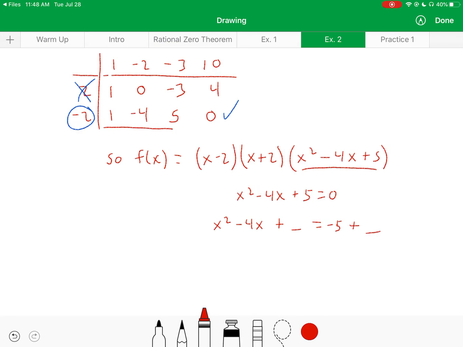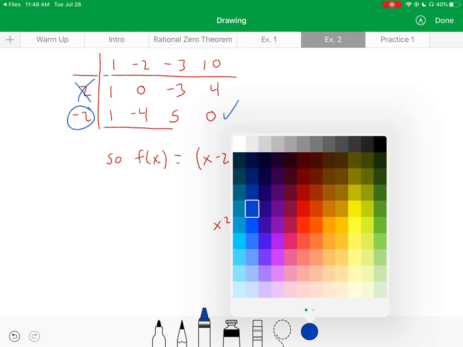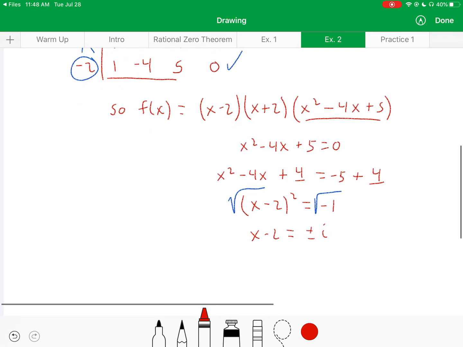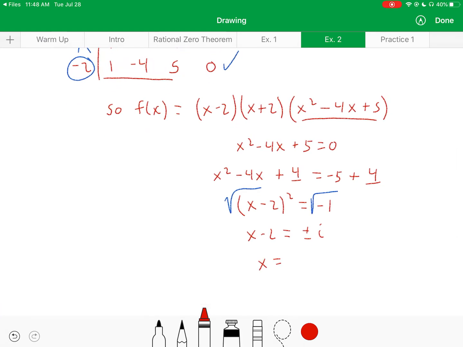All right, move the 5 to the other side. Half of -4 is -2. Square it, you get 4. Then we factor. Square root. x minus 2 is equal to plus or minus i. Add 2 over, you'll get 2 plus or minus i. All right, so there's your final 2 zeros.